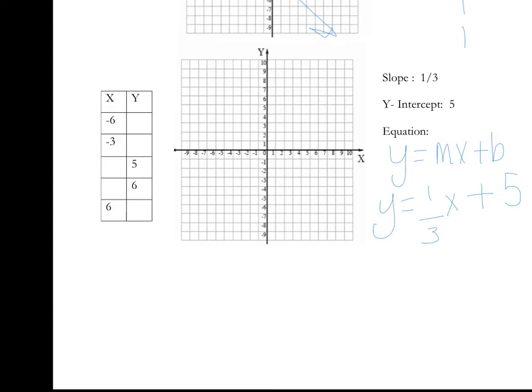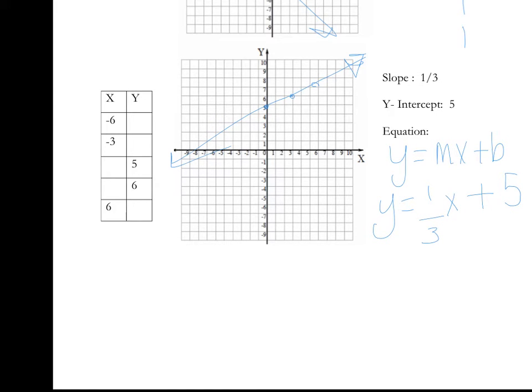So let's get to graphing. So I'm going to go to my y-axis and I'm going to plot a 5. Now my slope tells me that I'm going to go up 1 and go to the right 3. So from 5, I'm going to go up 1 to the right 3. And place a dot. And I can keep going if I want to. And I'm going to draw a line.